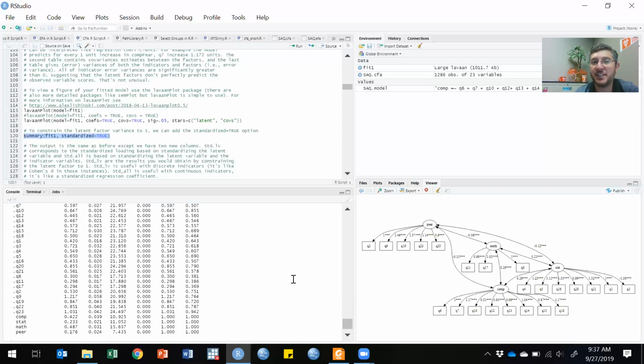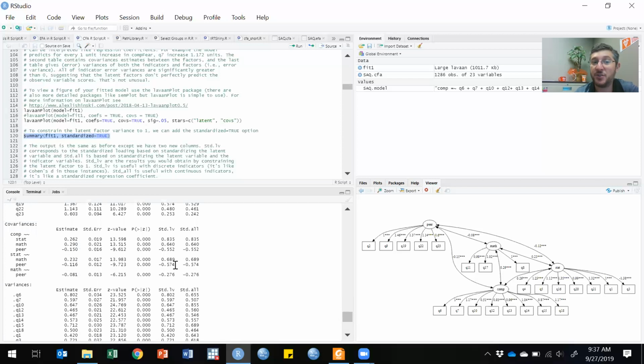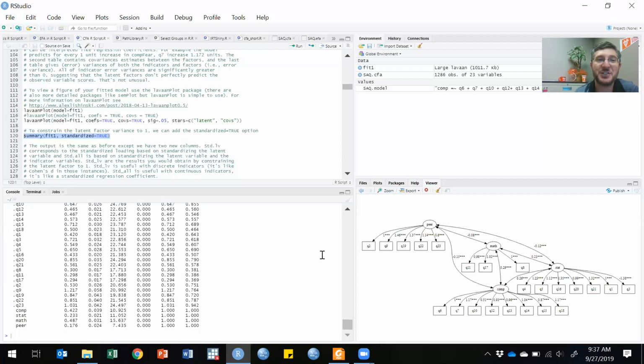Different programs, I think LISREL defaults to this behavior. I think Amos and Mplus default to the marker method. Don't quote me on that. That's just me trying to remember it from memory.